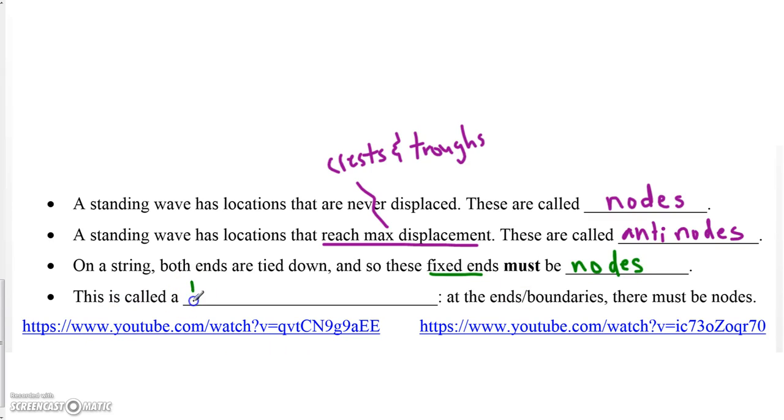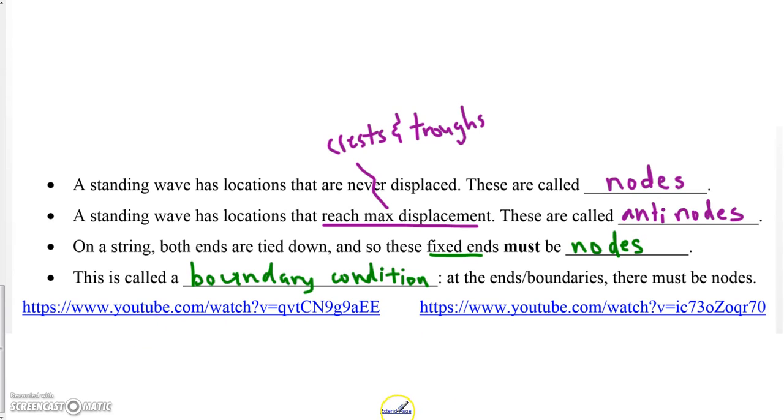This is called a boundary condition, because at the boundary, at the edge, we have set the condition: there must be a node. So what's the condition? The condition is you must have a node. You could call it a boundary requirement too, but the term we use instead is boundary condition.